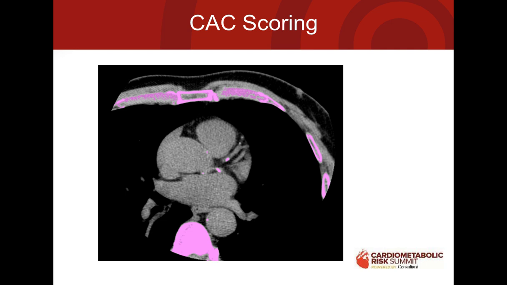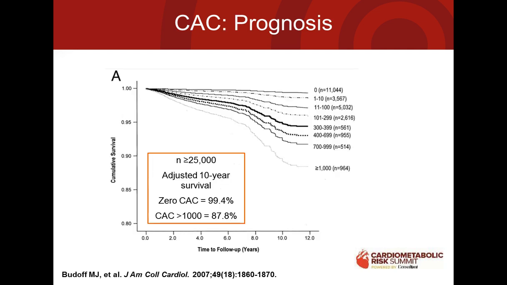So you can see in this one screenshot here, the spine, the ribs, the sternum, all colored pink because they are highly calcified. But you can also see in the LAD and in the circumflex small areas of plaque. We can then take a look at this entire stack through the chest, see how many pixels there are that are calcified, calculate a score, and use that for risk stratification.